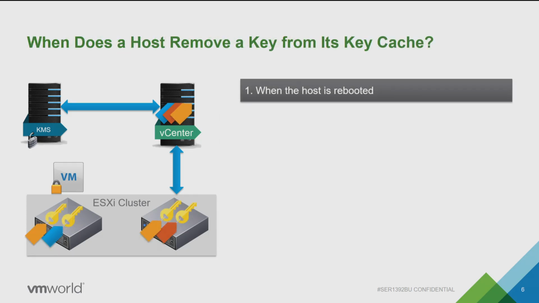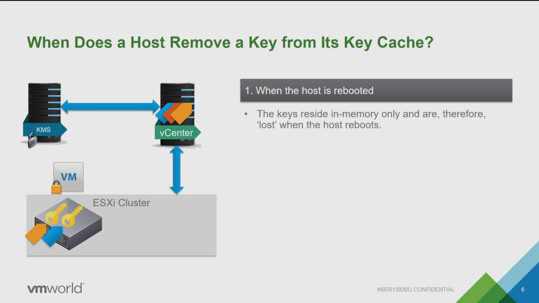Okay, so when might an ESXi host actually lose a key that it requires to manage a virtual machine? Well, anytime the host is rebooted. Remember that the keys are stored in the ESXi host's memory, so as soon as the host is rebooted, the memory is going to be wiped clean. And so when the host comes back up, it's not going to be in possession of those keys anymore.